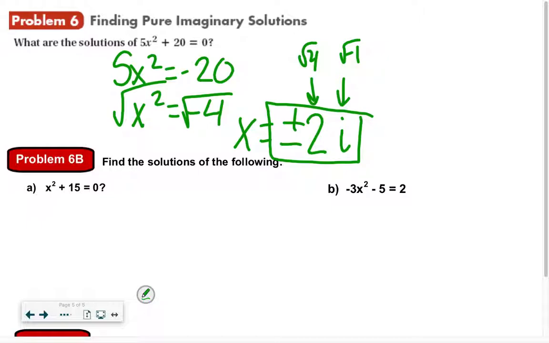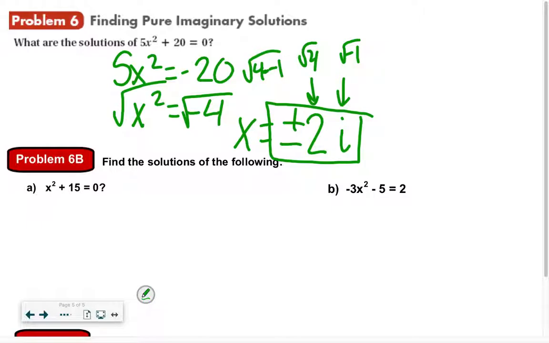How do I get rid of the 5? We divide by 5. Negative 20 divided by 5 is negative 4. Oh, okay. How do we get i? I have the square root of negative 4, which can be broken down into square root of 4 times negative 1. Right? Square root of 4 is 2. Square root of negative 1 is i. So if it's a negative number, you just follow with i.